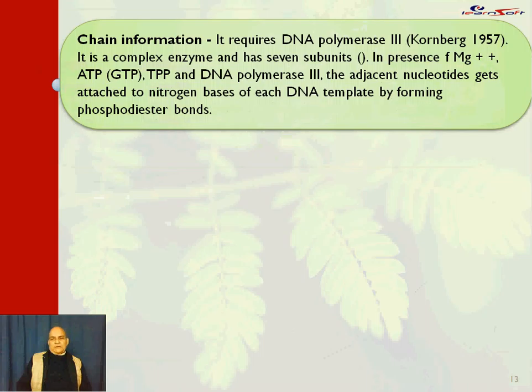Chain formation. It requires DNA polymerase 3, Kornberg 1957. It's a complex enzyme and has 7 subunits. In the presence of magnesium ions, ATP, GTP, that is guanosine triphosphate, TTP, that is thymidine triphosphate, and DNA polymerase 3, the adjacent nucleotide gets attached to the nitrogen bases of each DNA template by forming a phosphodiester bond.